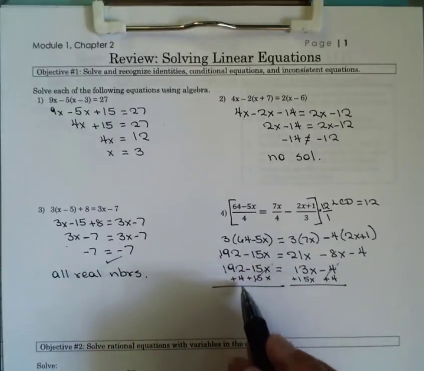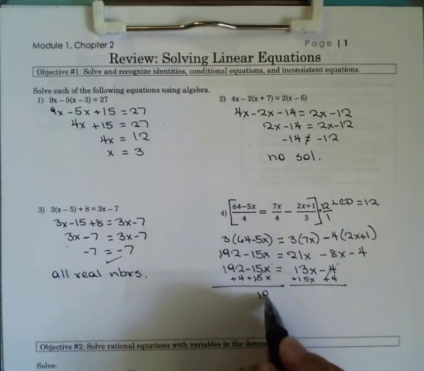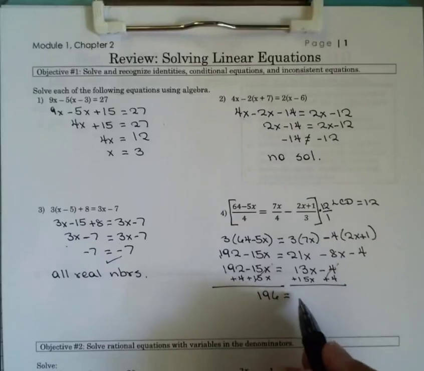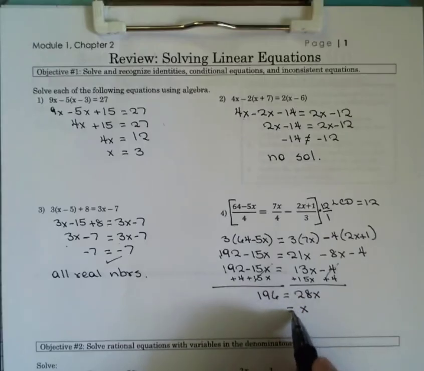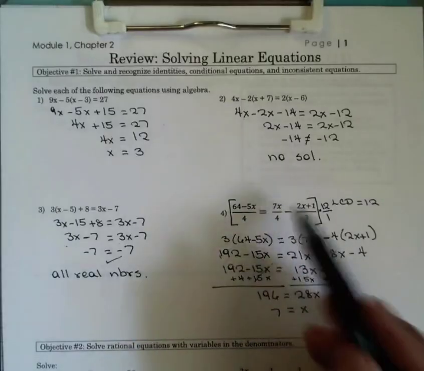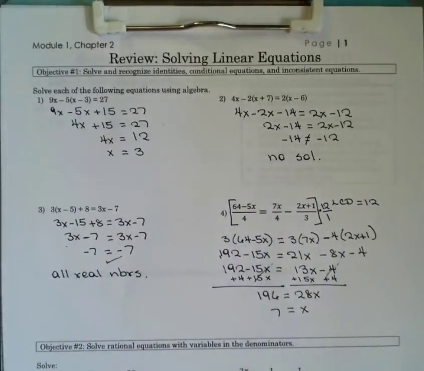I have 192 plus 4, 196. And over here, I have 15x plus 13x would give me 28x. I take my calculator and divide both of these by 28, and I find that x is equal to 7. To check, you would plug this back into the original equation and see if you came up with a true statement, okay?